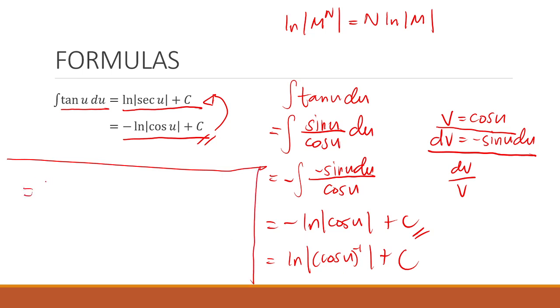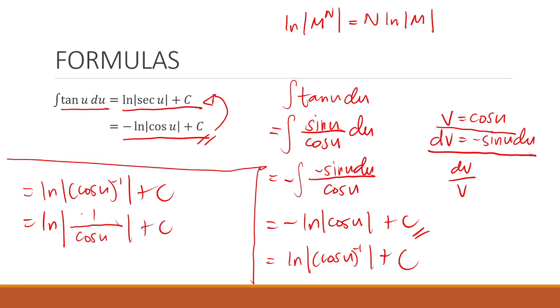So initially, we have ln of cosine u raised to negative 1 plus c, right? So ln of what? Convert this to a positive exponent, and this will give us 1 over cosine u, plus c. Then 1 over cosine u is the reciprocal identity of secant. So ln secant u plus c. And this is now the first formula for tangent. Okay?